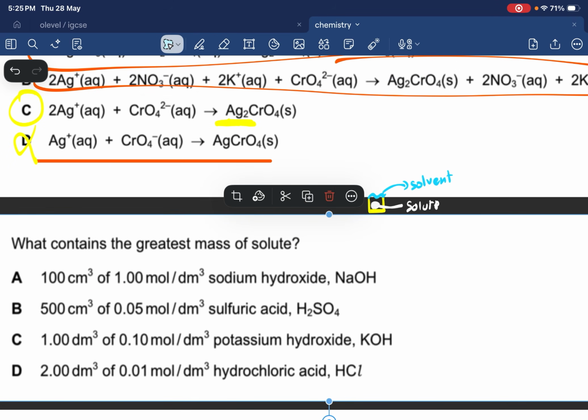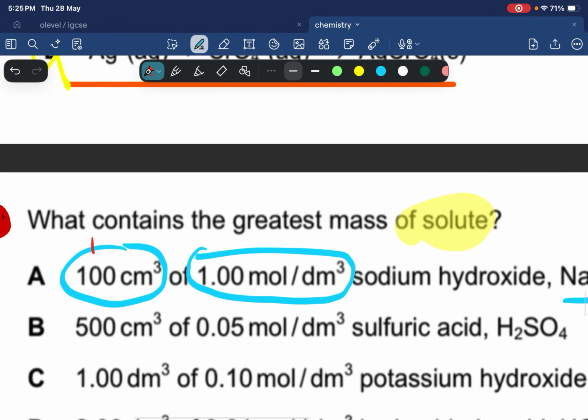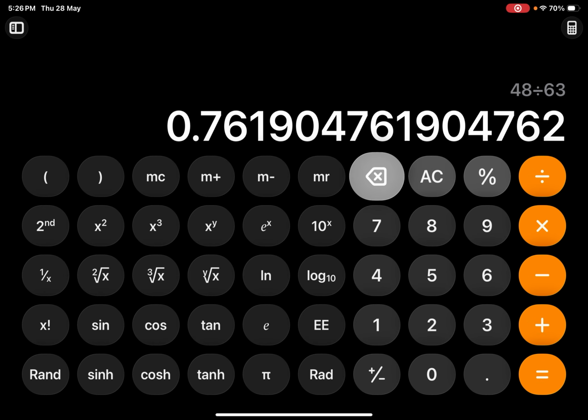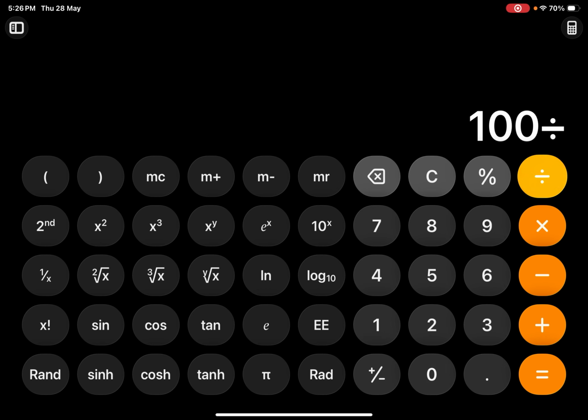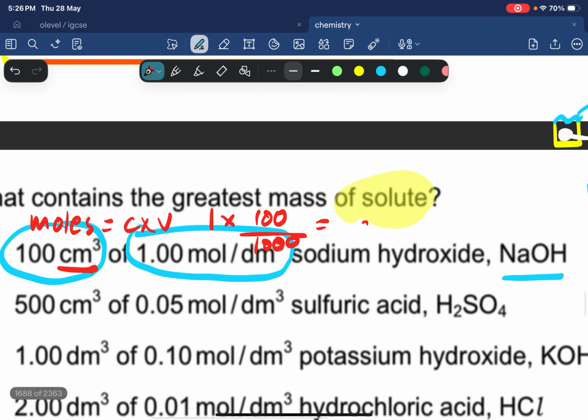So first, for mass, what do we need? We need to figure out the moles. No worries. Moles equals concentration times volume. Concentration is 1, volume is 100 cm cube. We need to take the volume in dm cube, so 100 divided by 1000. 0.1 mole is coming out to be the moles.